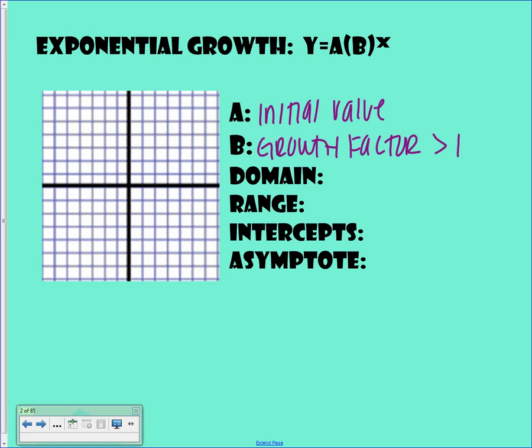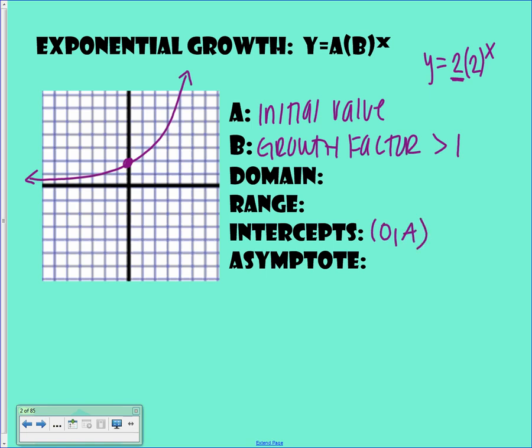If you want to go ahead and type something into your calculator, maybe we'll try y equals 2 times 2 to the x, and take a look at that graph. You're going to notice that this is what your graph would look like. Notice it is never going to go below the x-axis, and it's going to cross right here at 2, and it's always going to cross at your a value. It just happens to be 2 in this case. So our intercept is always going to be at (0, a).